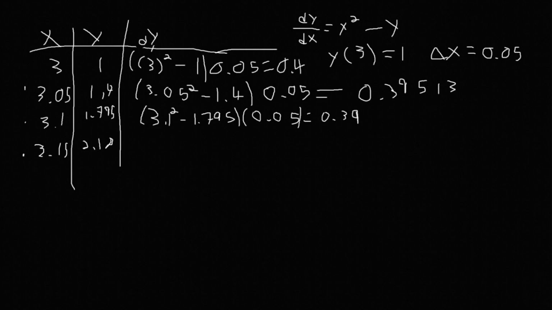So here it's our 3.1 squared minus our y, times our delta x. It's 0.39, add that and it is 2.18. And so that was Euler's method.